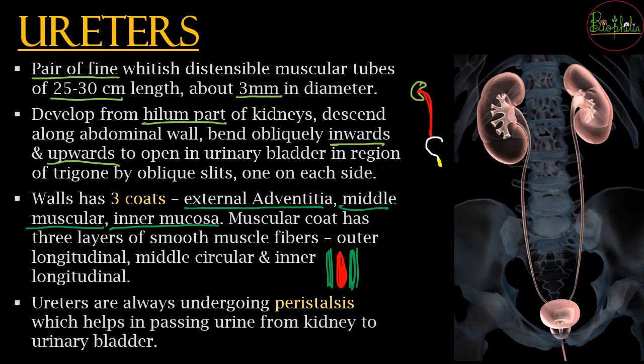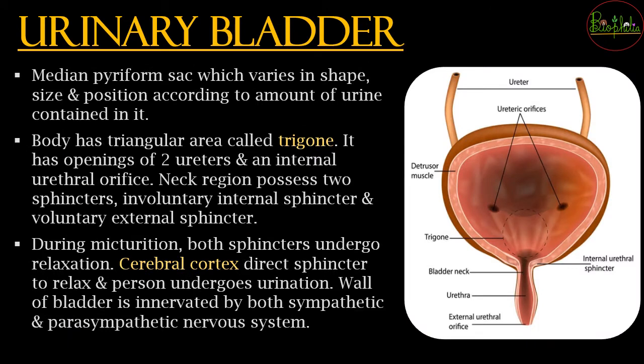So जैसे esophagus के अंदर peristalsis होता है, similarly because of the muscular coat that we discussed, there is also going to be peristalsis found in the ureters, and this is going to help to pass the urine from kidneys to the urinary bladder. Now next structure after ureters is going to be the urinary bladder.